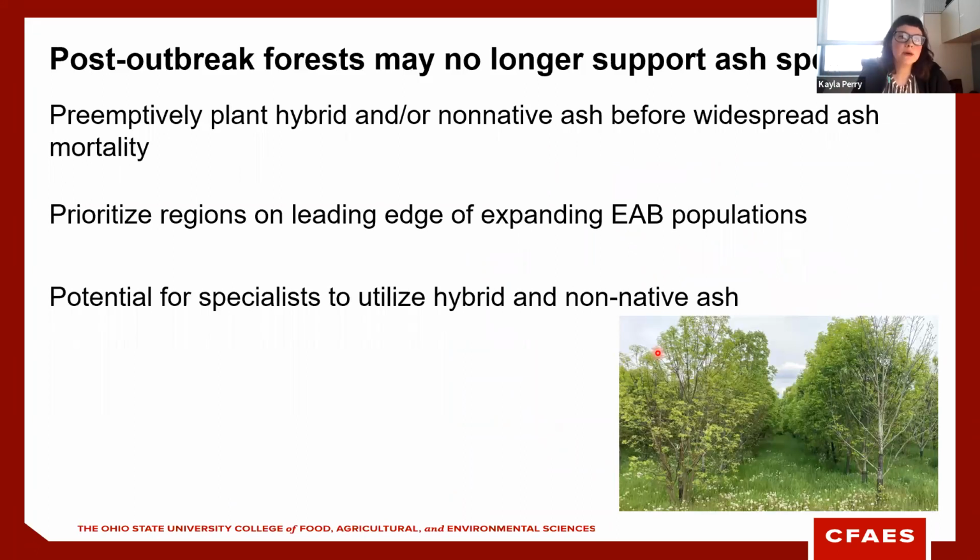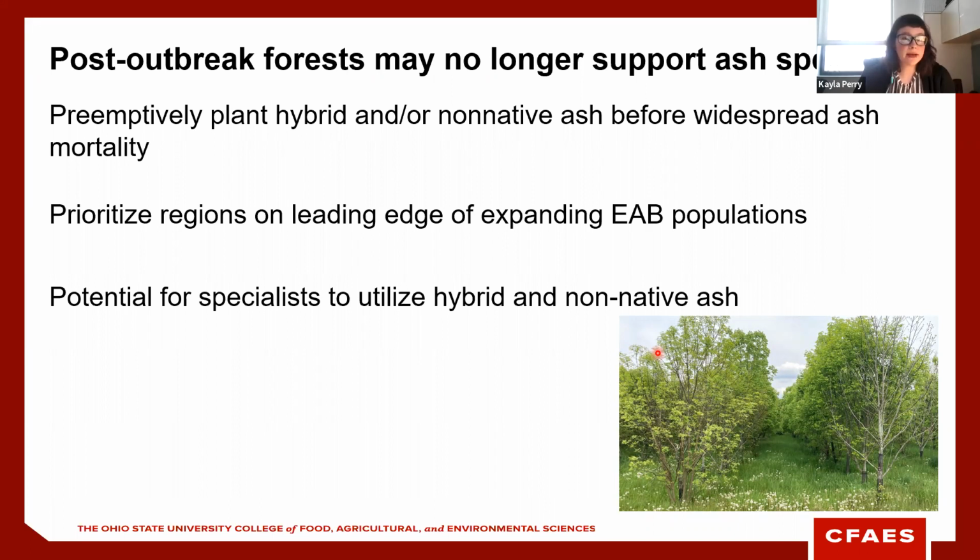And so some of the main takeaways from this research is cautioning that perhaps post-outbreak forests, so areas that have experienced substantial ash mortality over time, so this is in 2016, it had been 10 or more years since this region had been experiencing ash mortality, it's possible that they're no longer supporting ash specialists. Perhaps ash specialist populations are not stable within these regions, which could be a problem in terms of biodiversity conservation.